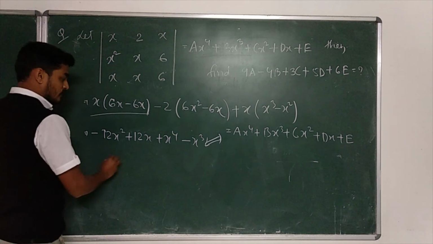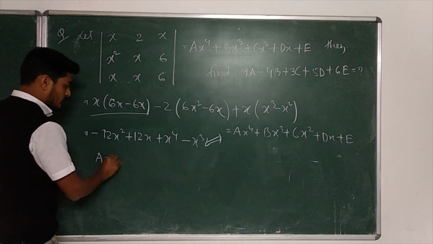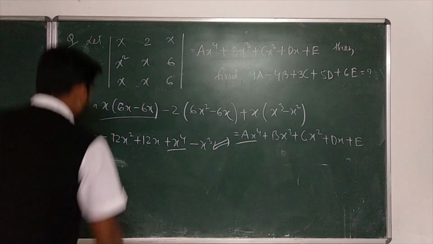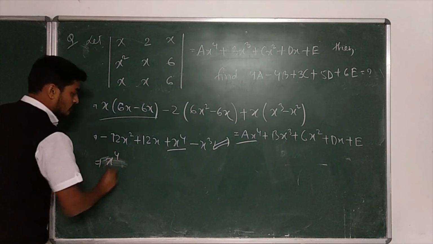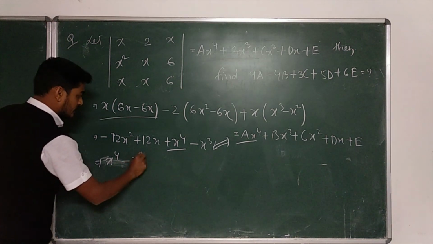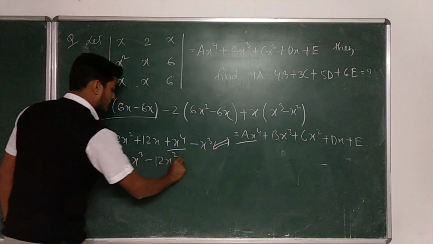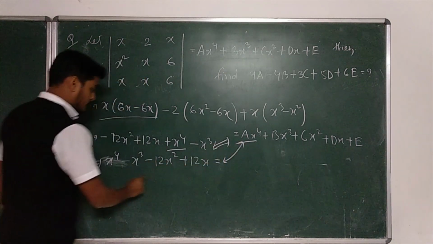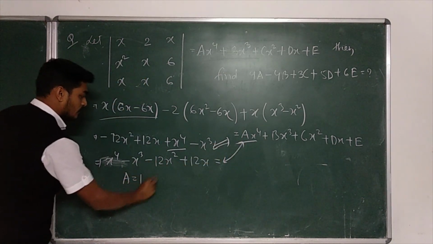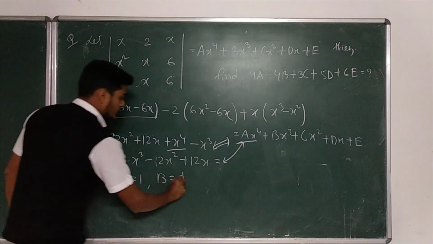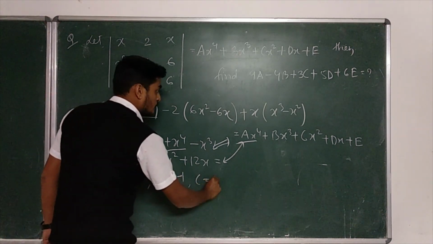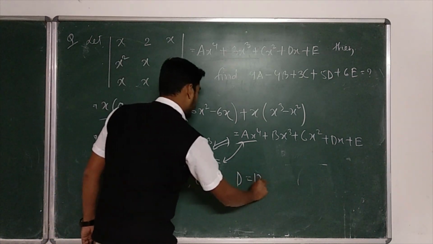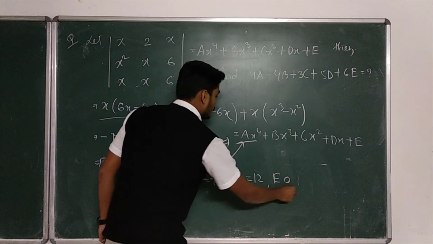So what is the coefficient of x to the power 4? That is equating the corresponding terms. a is equal to 1. So let us try to write in a systematic way. x to the power 4 minus x cube minus 12x squared plus 12x equal to this one. So equating the corresponding terms, we have a is equal to 1, b is equal to minus 1, c is equal to minus 12, and d is equal to 12, and e is equal to 0.